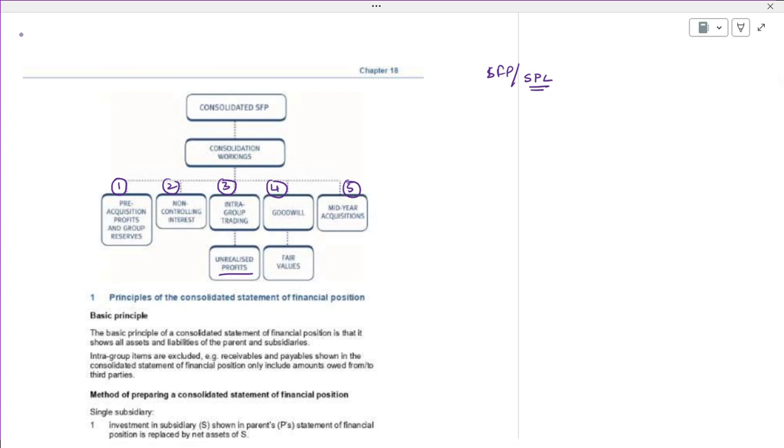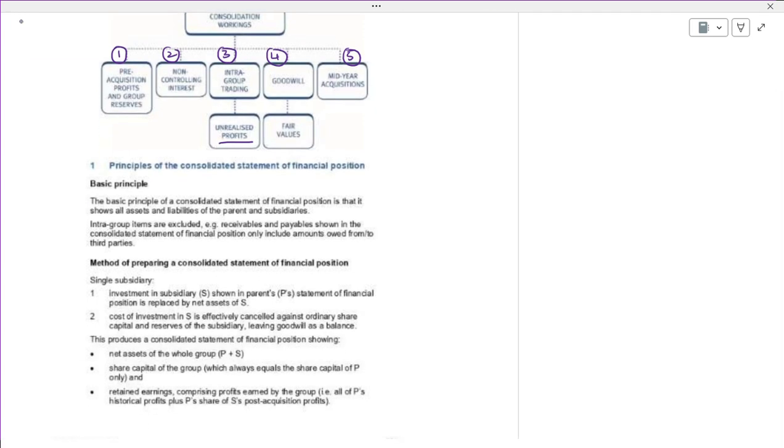Purchase and sales before acquisition, and in the goodwill we'll take the fair values. This is the basic principle of the consolidated financial statements: intergroup items are excluded. I told you, receivables and payables. Before, you will have receivables and payables, but once you have acquired the company, the concept of receivables and payables will hardly exist.